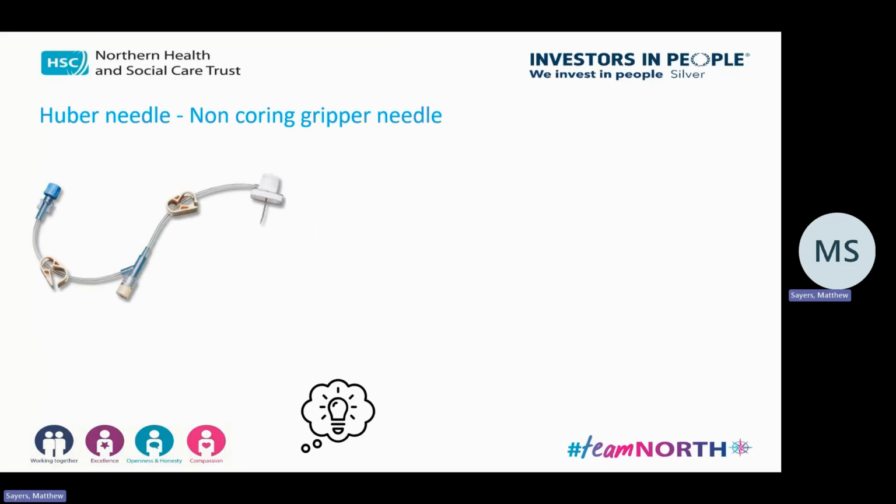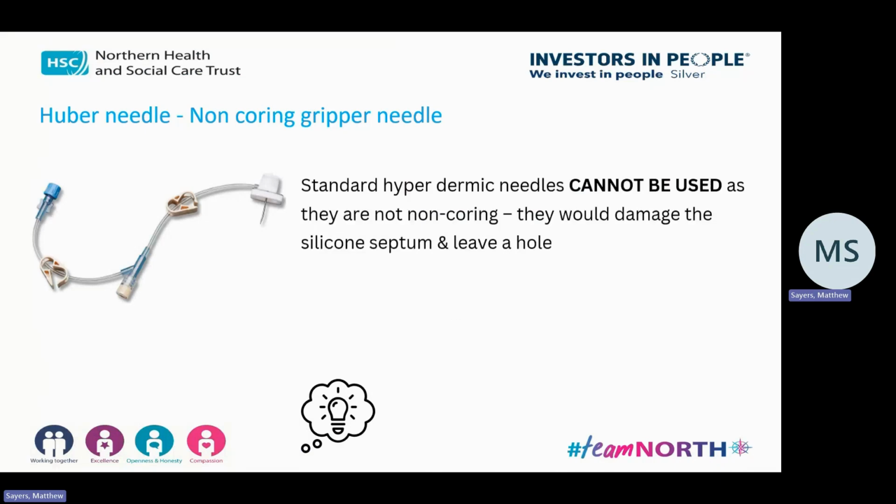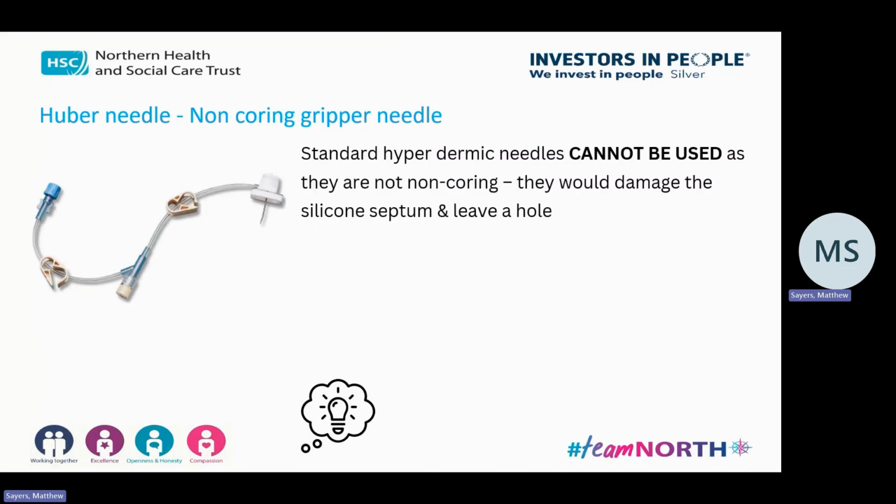So the needle that's used is the Huber needle, and the key take home is you have to use this Huber non-coring needle. A standard hypodermic needle can't be used because it's not non-coring. So as you're putting it in, every time you put it in, tiny little particles break off, and that would break off little bits of the septum that could then be introduced into the patient's bloodstream. So it's really important to use the non-coring gripper needle. Non-coring is just that it won't cause damage to the septum.